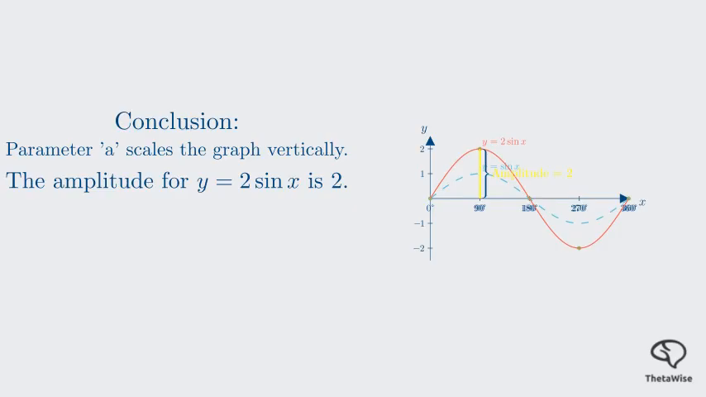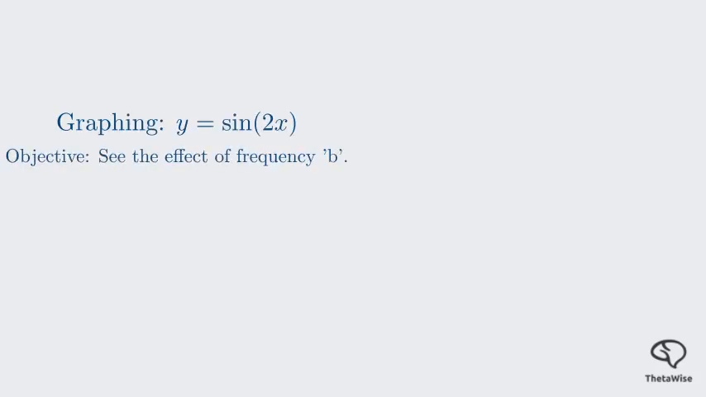Next, let's explore the effect of the parameter b, which is related to the frequency of the graph. We will now look at y equals sine 2x. In our standard form, y equals a sine of bx plus c plus d, the parameter b is 2. The document states that the frequency b is doubled.